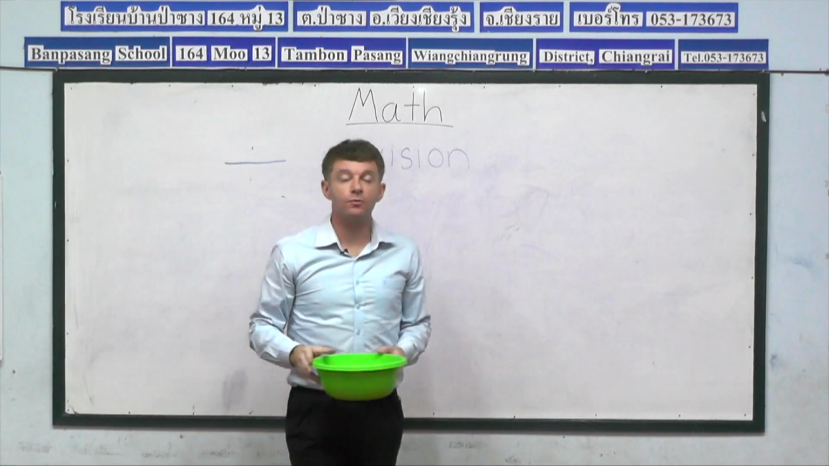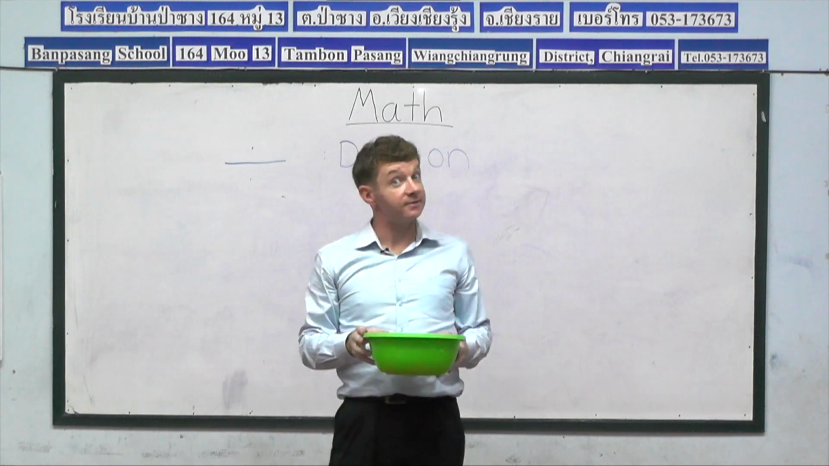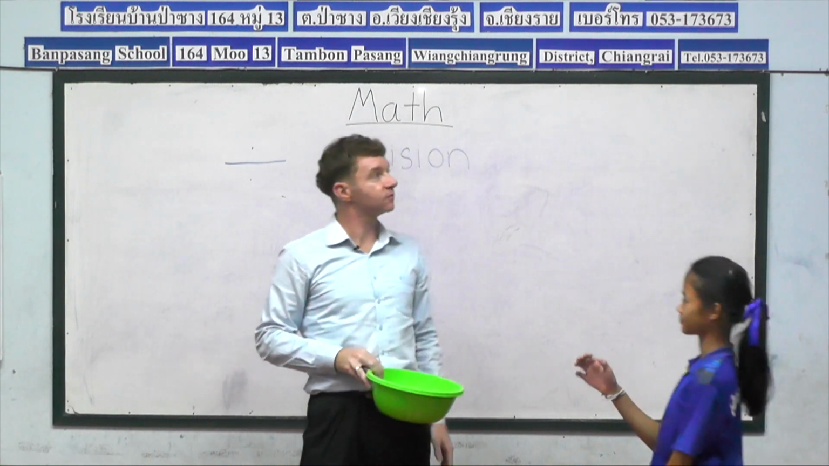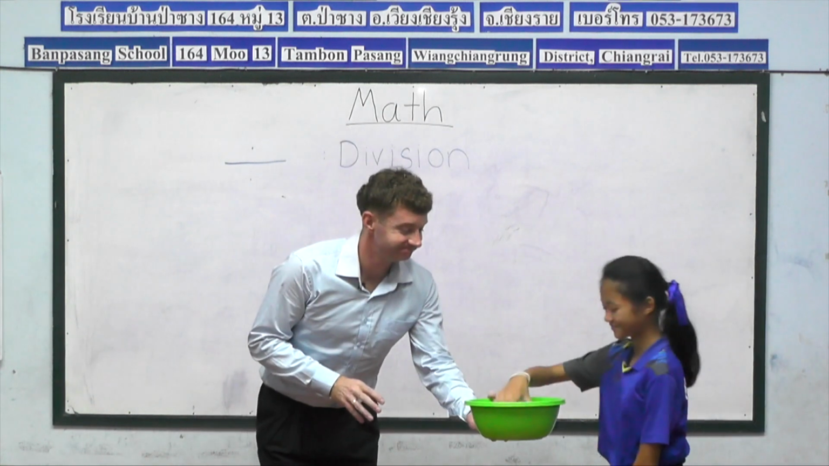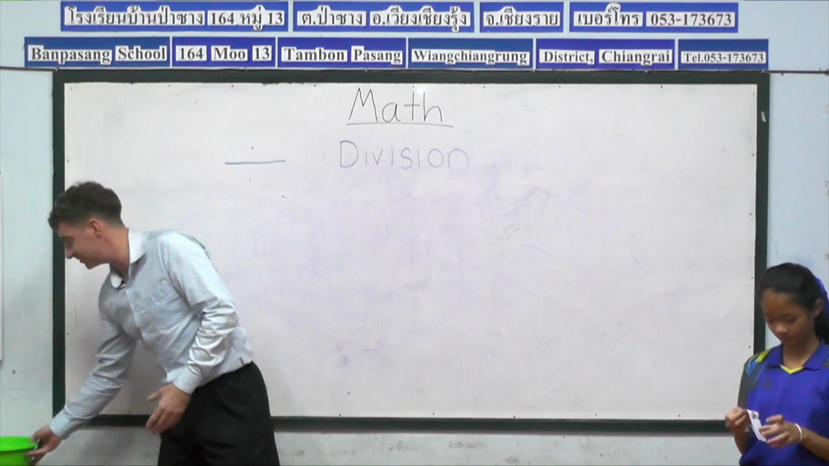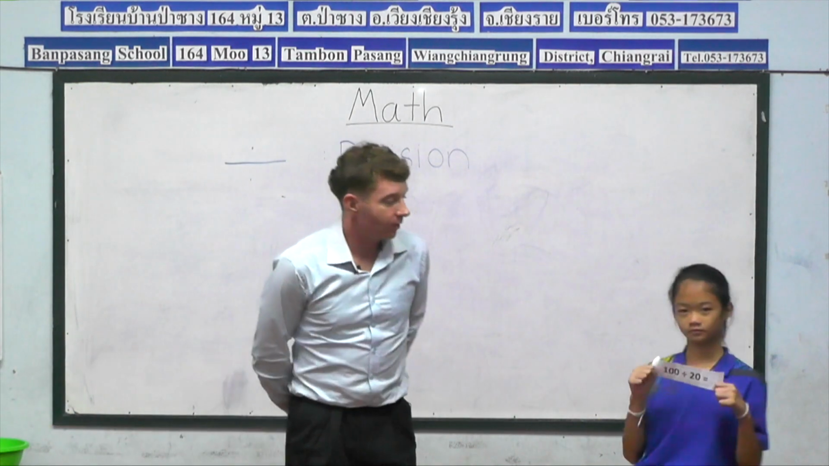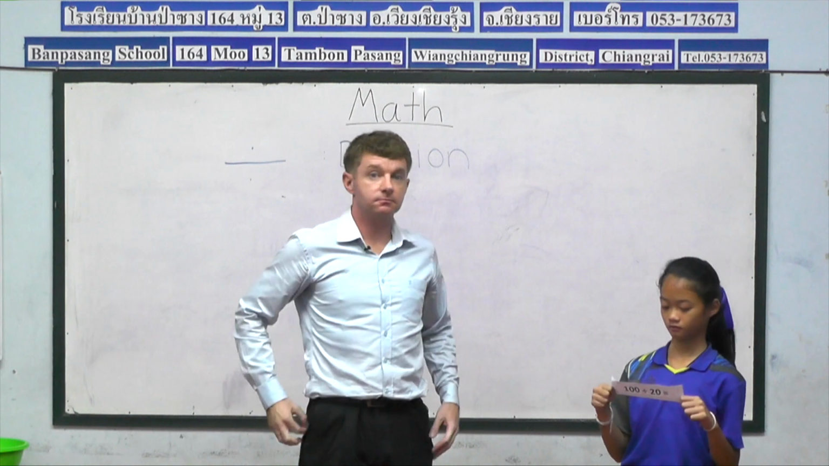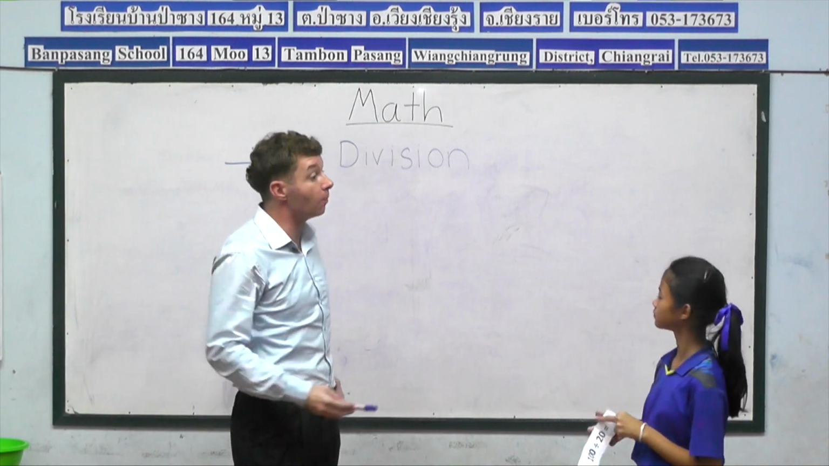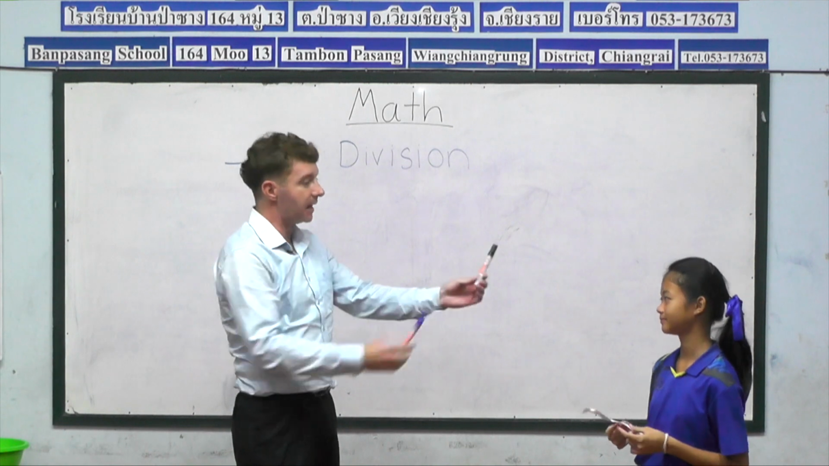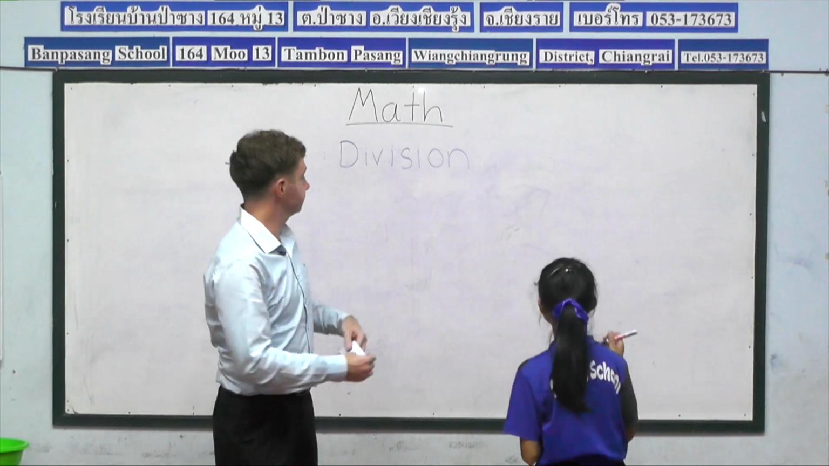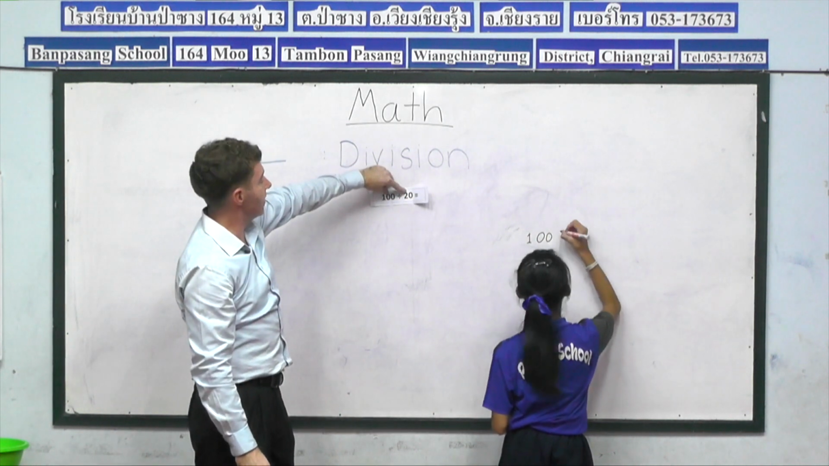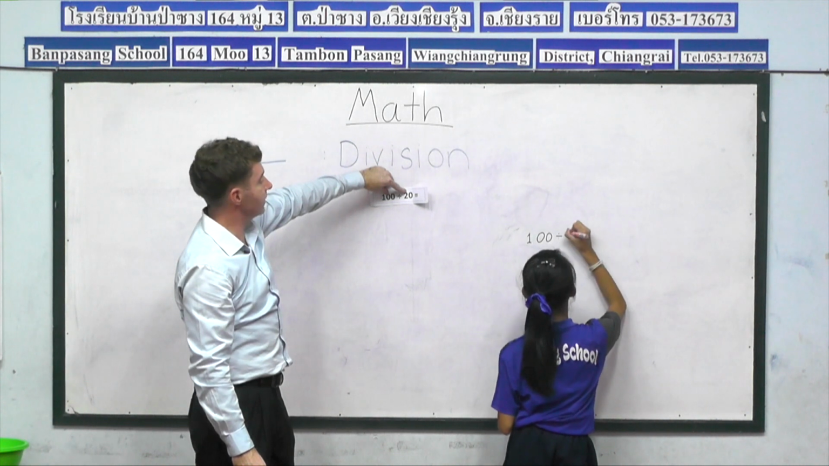And now I would like to invite Dan. Come and join me at the front. It's now Dan's turn to choose her division problem. Okay, so show it to your friends. 100 divided by 20. So Dan, what color would you like? Blue or black? Black. Okay, so first thing to do, 100 divided by 20.